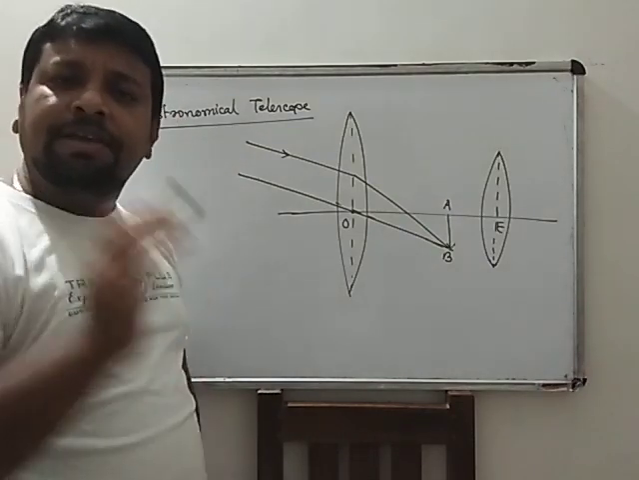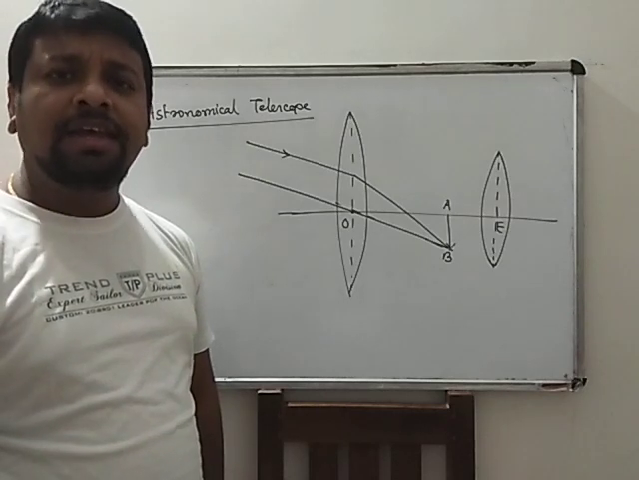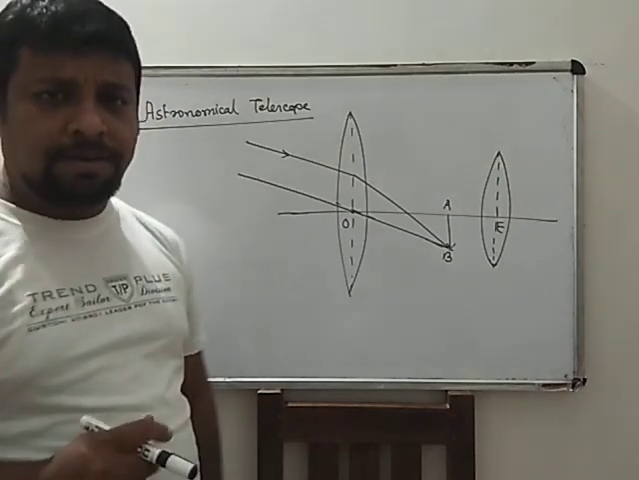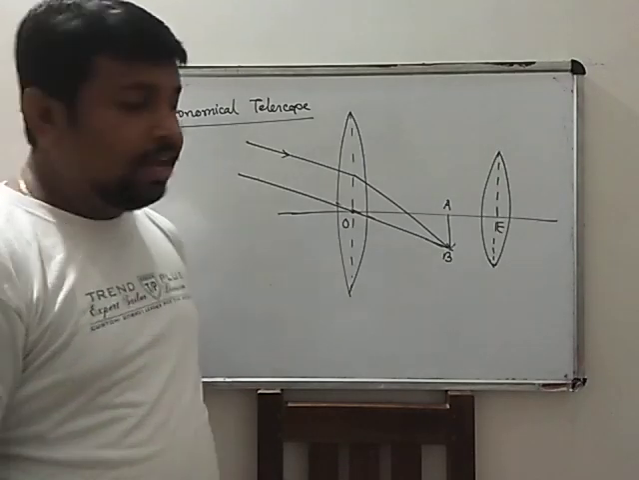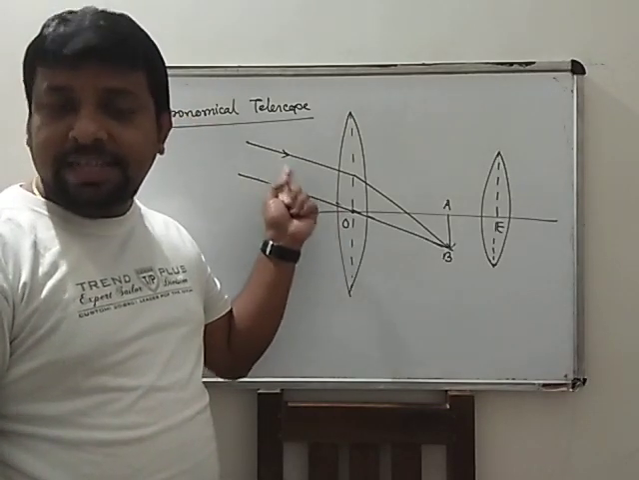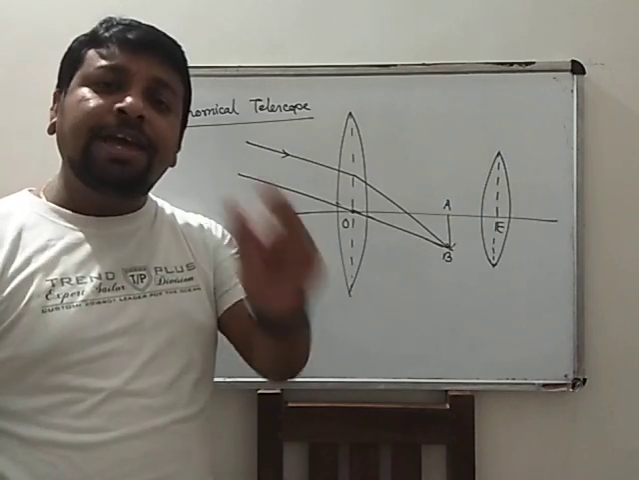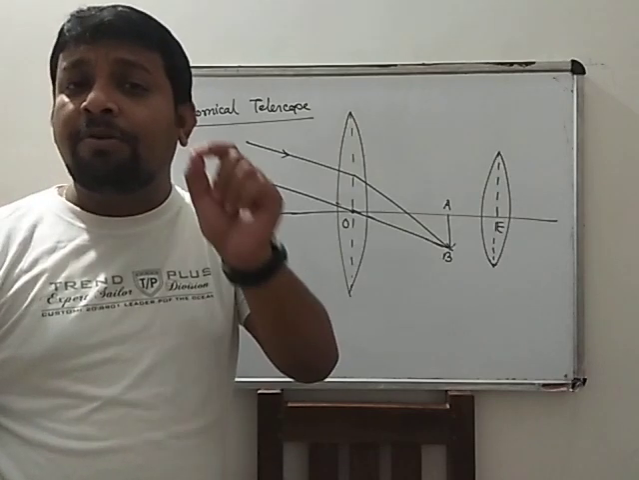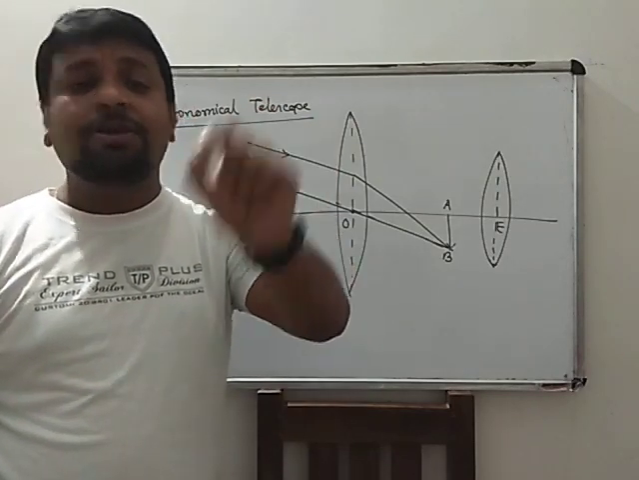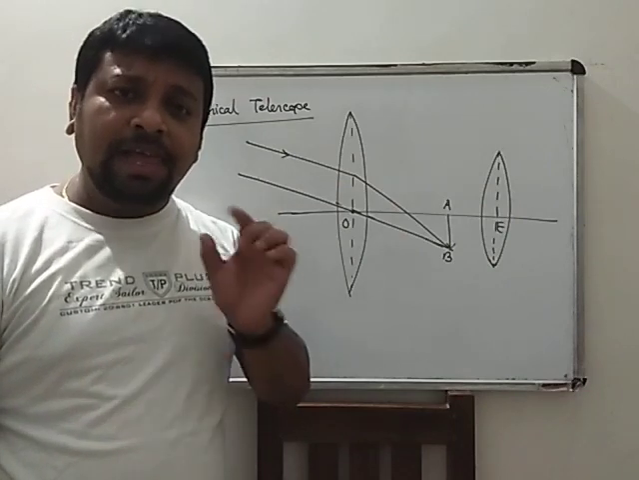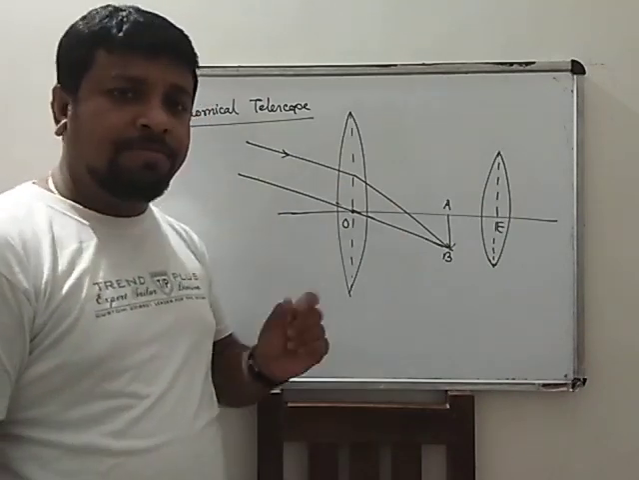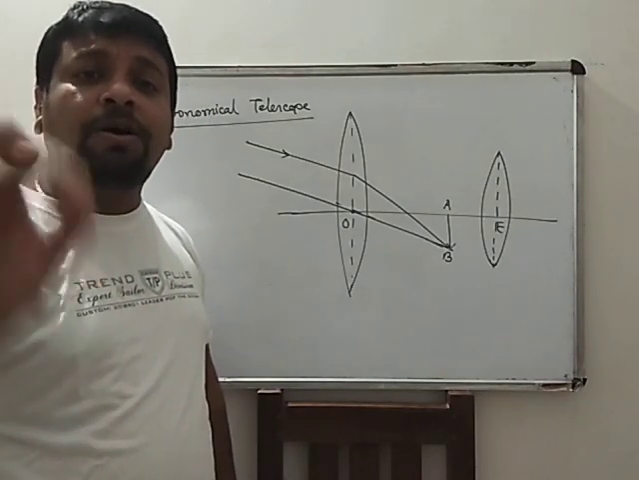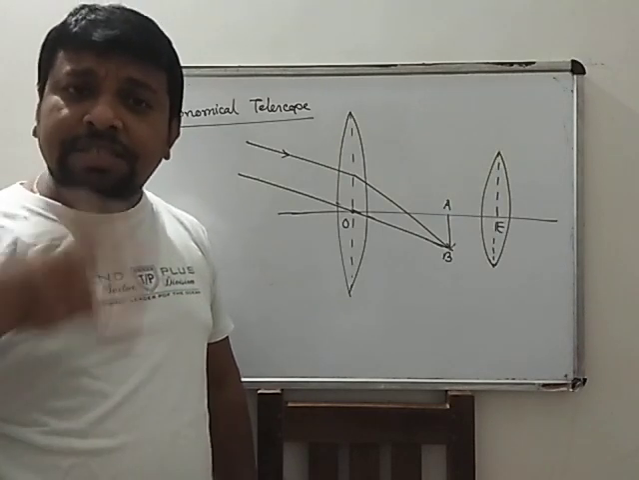So in normal adjustment, both the lenses are placed coaxially, and the focal length and aperture of the objective is larger than that of the eyepiece. The rays of light coming from the object are incident on the lens. After refraction, a real and inverted image AB is formed at the principal focus of the eyepiece.